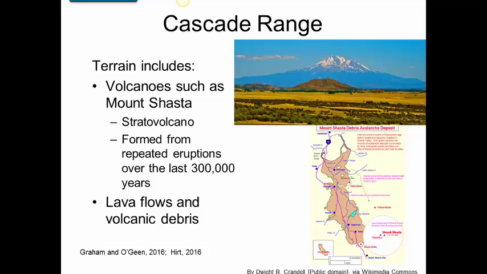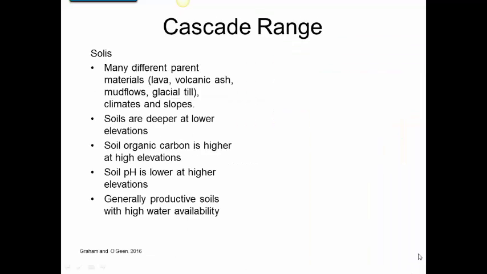So we've got this obvious volcanic feature, Mount Shasta, but then we also have lava flows, volcanic debris, and volcanic ash throughout the region. The recent volcanic activity has also had a really big impact on our local soils. We have a huge variety of parent materials, including volcanic rock, volcanic ash, mud flows, and glacial till at higher elevations where we have glaciers on Mount Shasta. We also, as a result of the diverse terrain, have a variety of climates. We'll talk more about climate next week. And we also have a variety of topographic features and slopes.